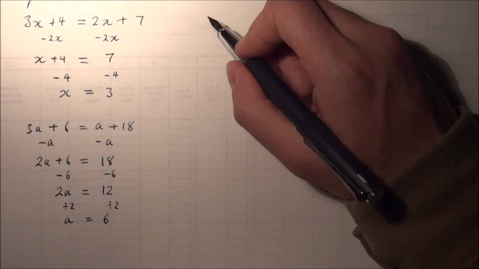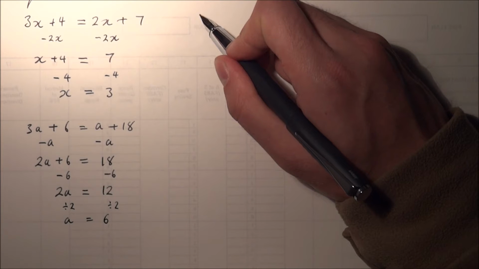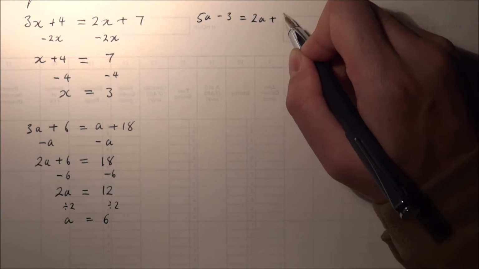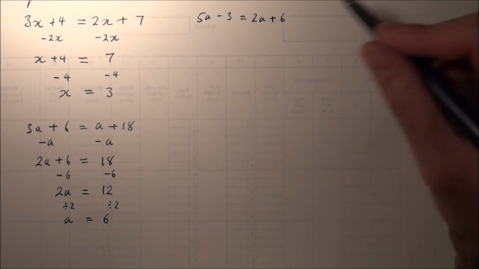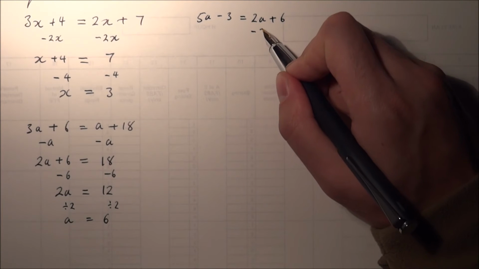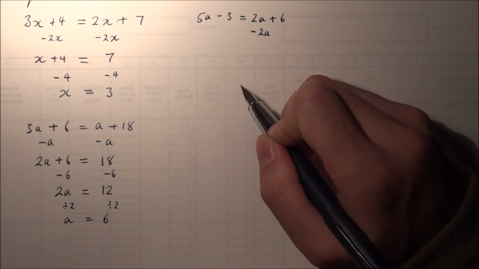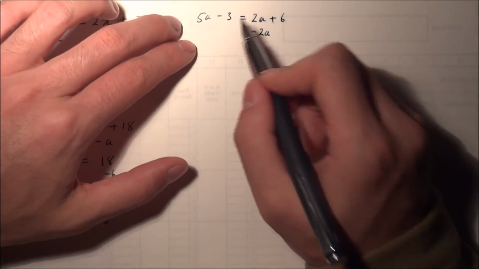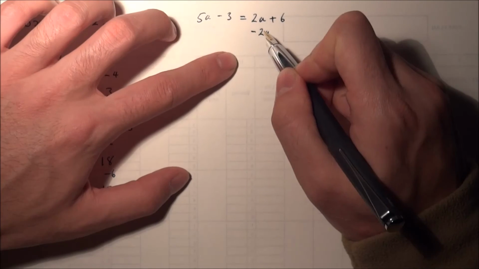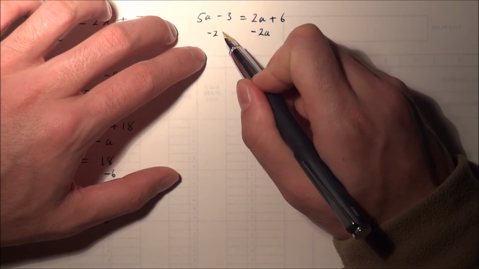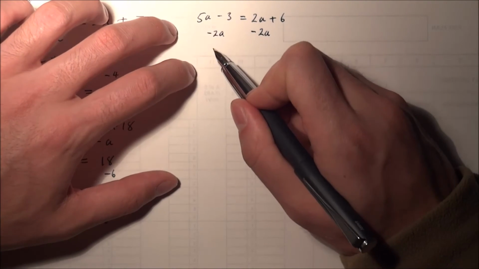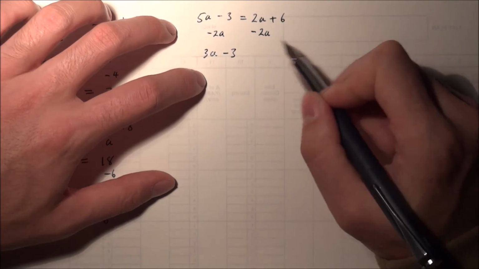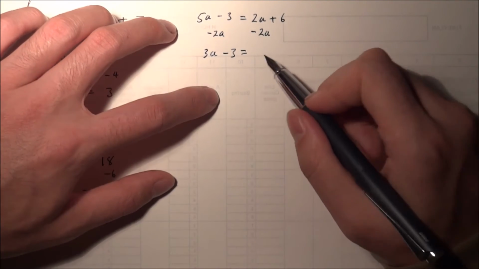Let's do one with some subtractions. 5a - 3 = 2a + 6. So once again, we try to cancel out the 2a here, so as to make sure that there's only a's on one side. So minus 2a here with minus 2a here. 5a - 2a, of course, is 3a - 3. 2a - 2a is, of course, 0.